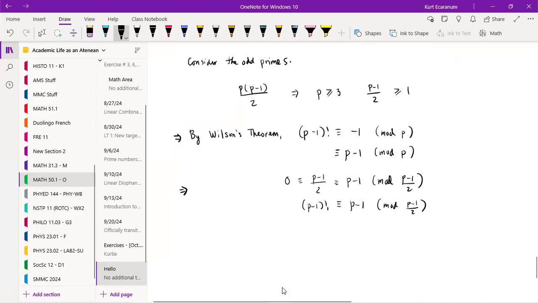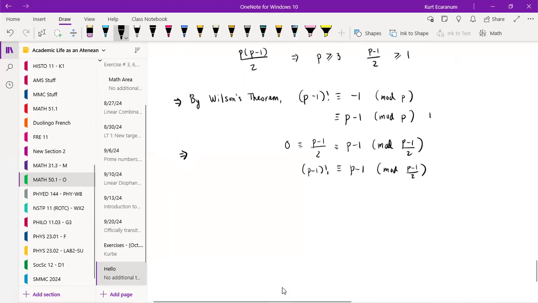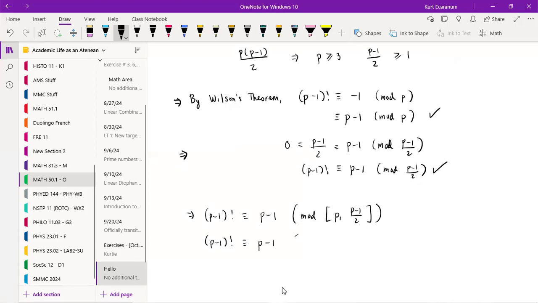And then by a previous theorem, meron na tayong mod p and mod (p minus 1) over 2. p minus 1 is congruent to p minus 1 modulo p, and p minus 1 modulo (p minus 1) over 2. And so, p minus 1 congruent to p minus 1 modulo p times (p minus 1) over 2. Ganito ang ginawa natin.